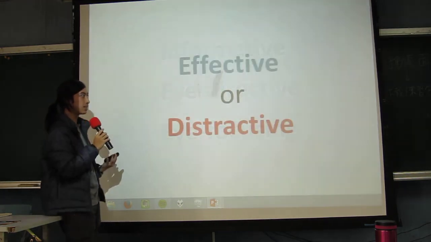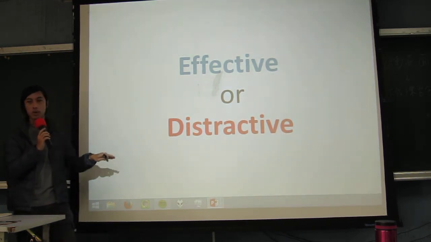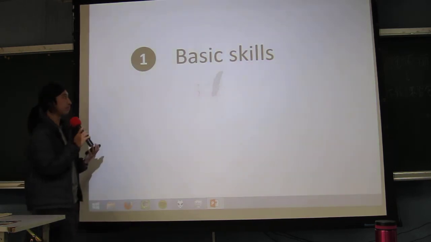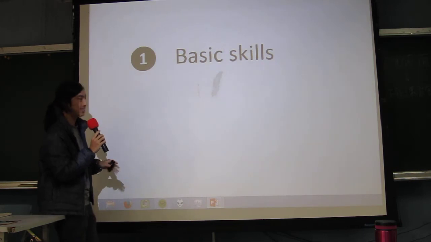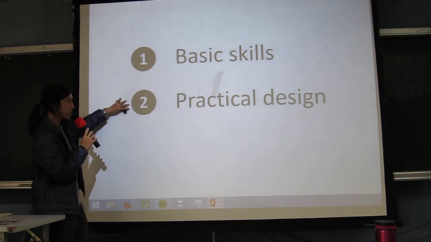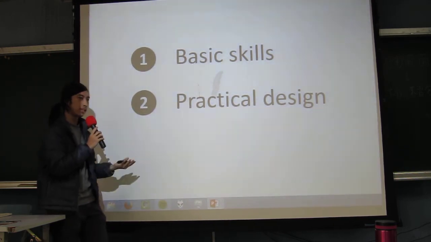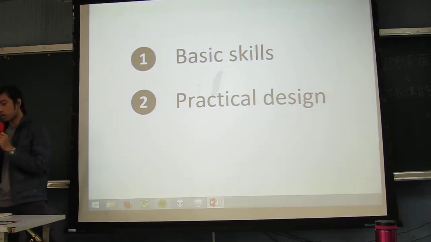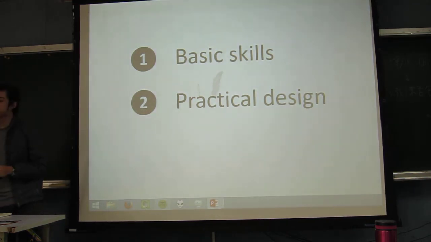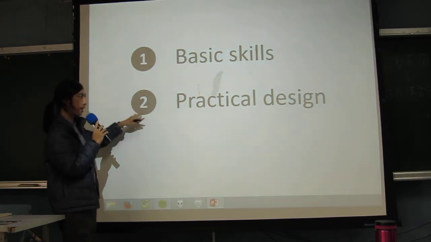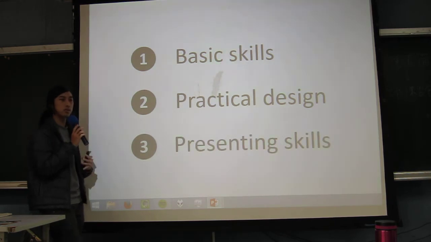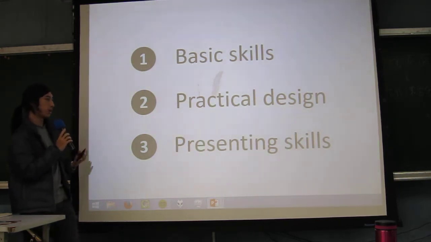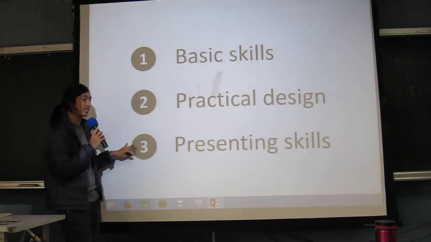So if there is an effective slide, there must be some distractive slide in contrast. So we're gonna talk about 3 things to prevent you from making this kind of slides. One is some basic skills that you will need when you are making the slides. And then we'll undergo a session called practical design. That means when you are going to make a slide, you must start from writing your script, then start from your script to develop what your slide looks like. And the last thing is, I'm going to tell you something about presenting skills. That means these 2 are the work you have to do before your speech, but this one is the skills you need when you are on the stage.